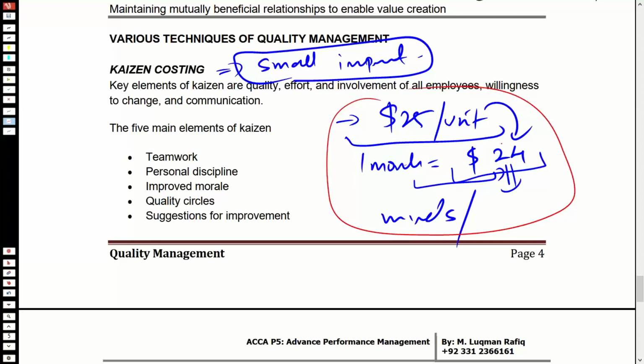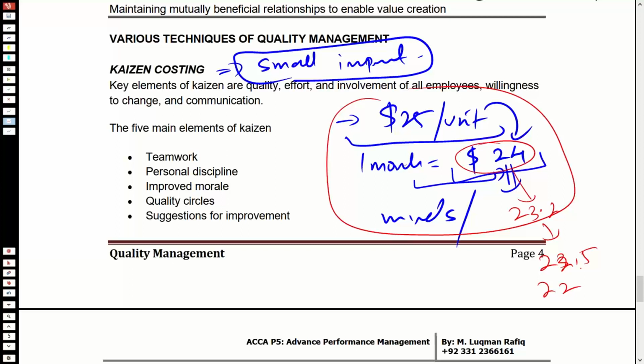Now, once this $24 target is set, you might tell them that look, 23.2, then you might set 23.2, 22.5, then 22, and so on and so forth. These are the things that might actually happen when you apply this Kaizen costing. Now, when we talk about Kaizen costing, that is something you would have to consider. Now, let's move a bit forward and discuss further.